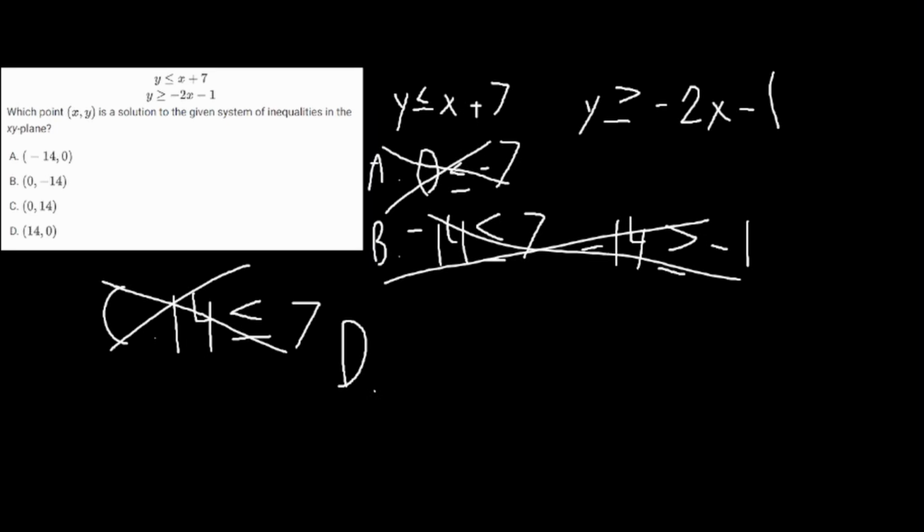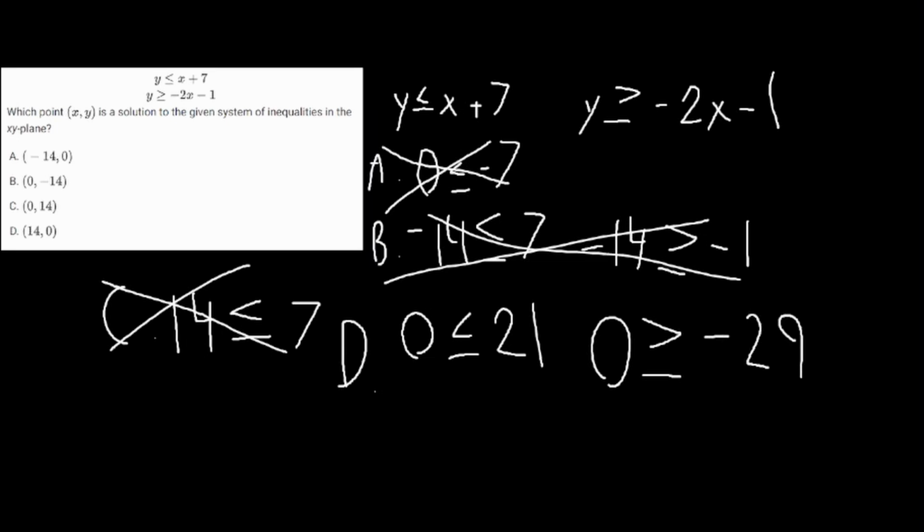So that would be 0 is less than or equal to 21, which is true. 21 is greater than 0. And plugging into our second equation, that would be 0 is greater than or equal to negative 29, which, once again, is true, giving us answer choice D.